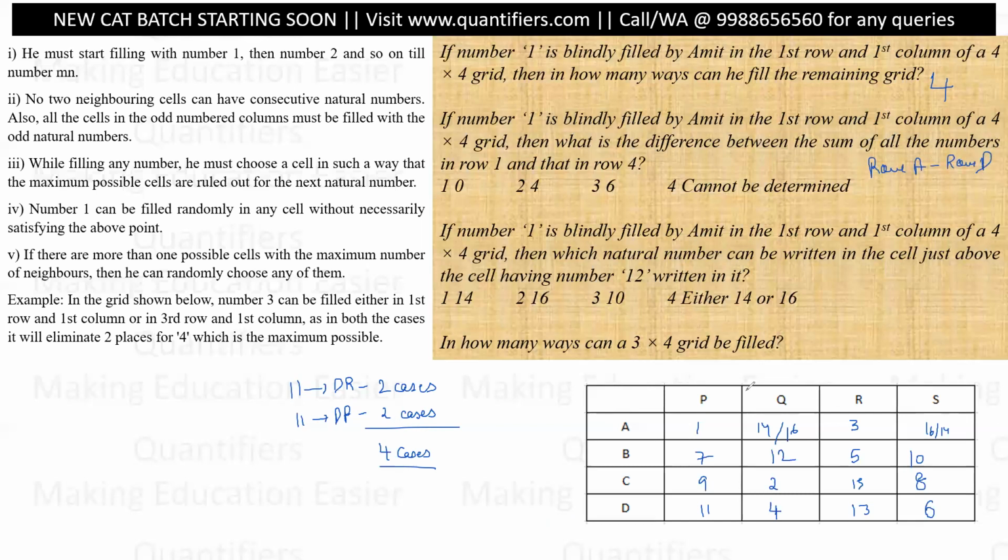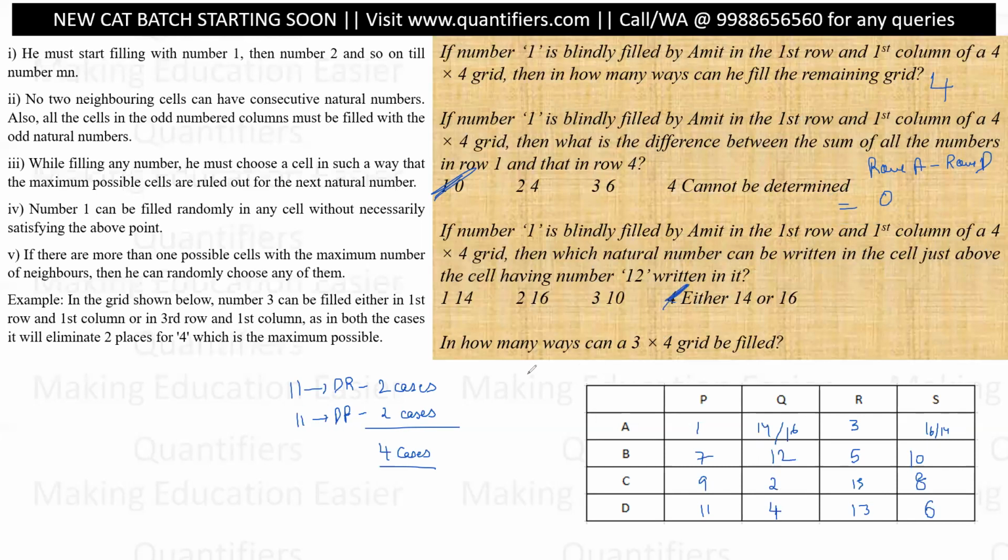See, understand that 14 and 16 are interchanging, but they are remaining in row A only. Similarly, 11 and 13 might interchange, but they will remain in row D only. So basically, I have to find the difference. 18, 34, 15, 18, 34, 28, 34. So difference is 0 only. Difference is 0 in both the cases. Answer is 0. Cell above 12 will be either 14 or 16. So this is the answer.